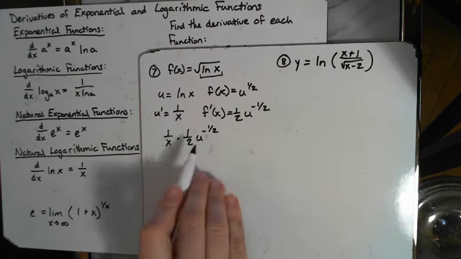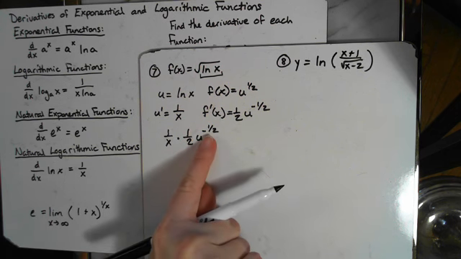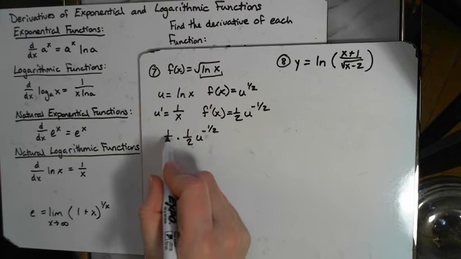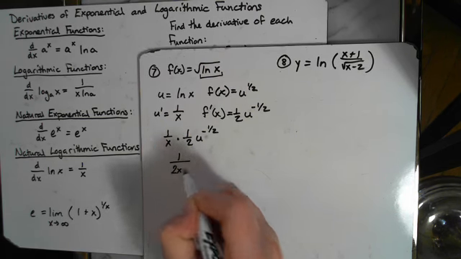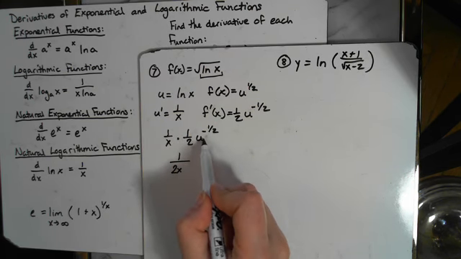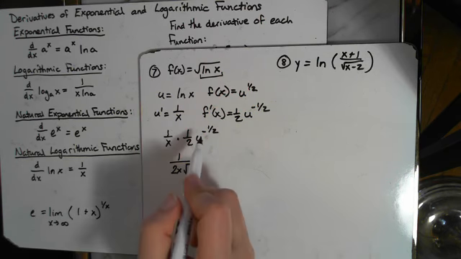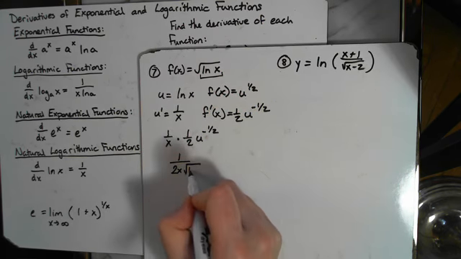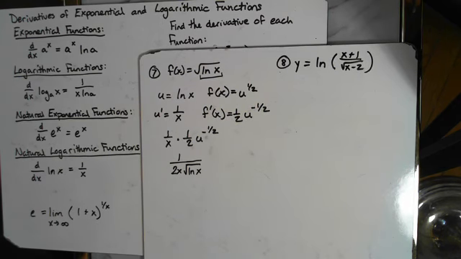Okay, I need to replace my u with what it was, and I should simplify this power. So what's going to happen, 1 over x times 1 over 2 is 1 over 2x. This is going to the denominator, and it's a square root, and the u gets replaced with the natural log of x. Okay, so that's the answer to my example 7.